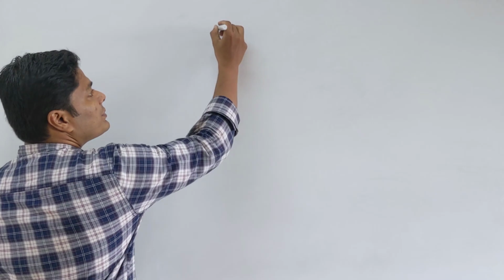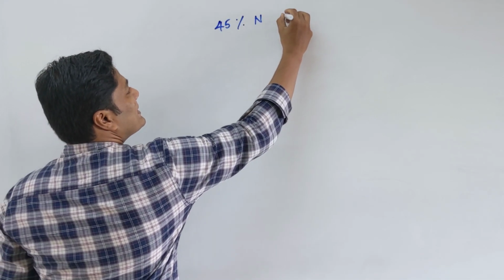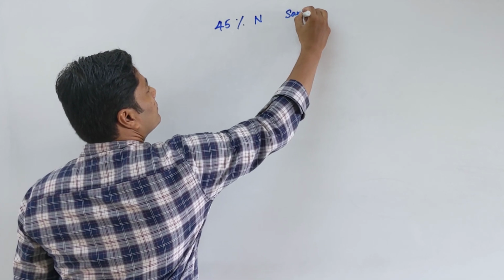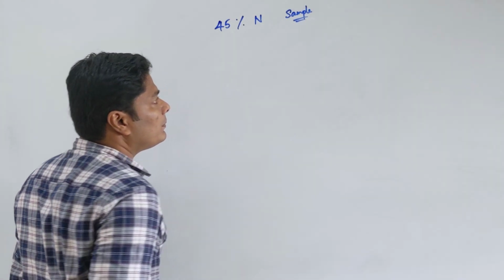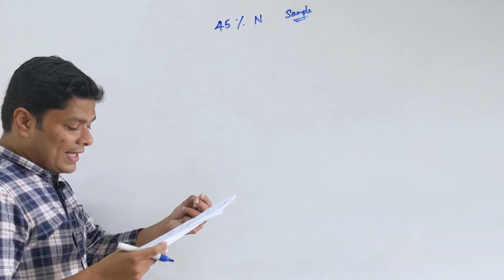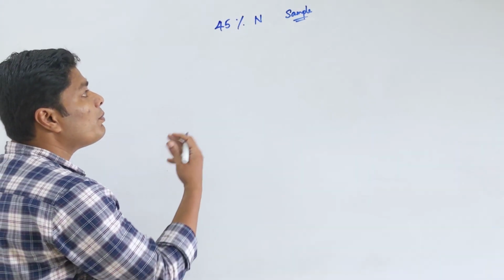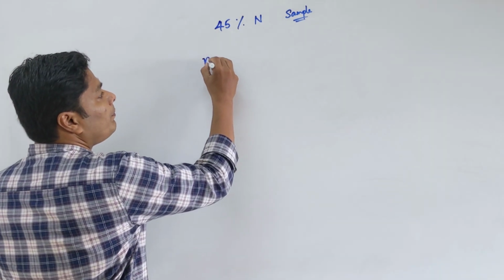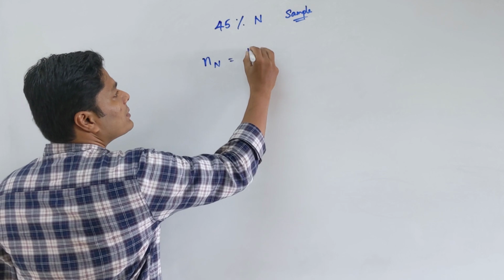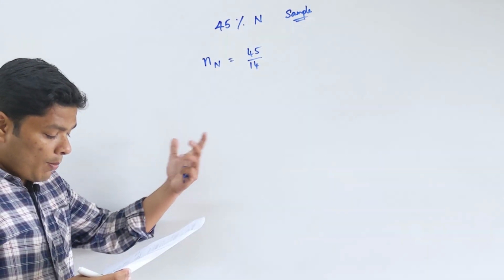Alright, 7th question. The available nitrogen in a urea sample is found to be 45%. So available nitrogen is 45% in the given sample. What it means is, when you take the sample, 45% by weight is nitrogen. So how many moles of nitrogen are there? Moles of nitrogen equals 45 by 14.